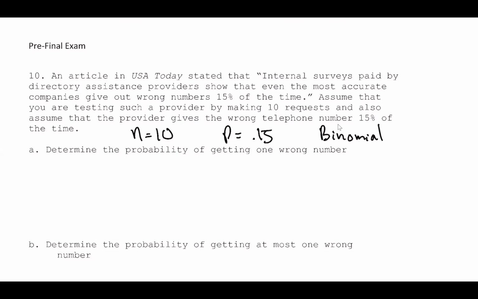If you look at part A, it says determine the probability of getting one wrong answer. Since we only want one wrong answer, that means X is equal to 1. So we have to find the probability that X is equal to 1, using the binomial distribution. I'm going to go over to the calculator right now and use the binomial distribution.